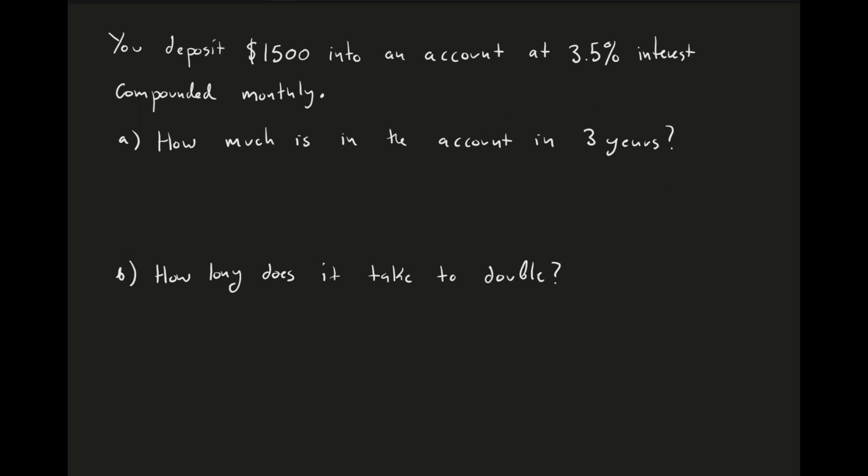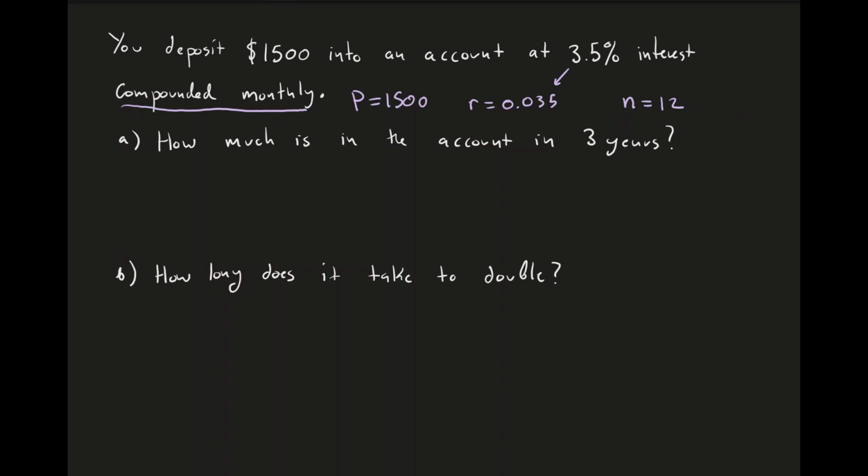So in this example, let's say we're depositing $1,500 into an account at 3.5% interest compounded monthly. So this one is going to be the finite compound interest formula. We want to know how much is in the account in 3 years. The principal is going to be $1,500. Say you're saving up for a trip or something. Your interest rate, r, is going to be 0.035. You convert it to a decimal by dividing that percent by 100. Compounded monthly again tells us we're using the finite version, so n is equal to 12.